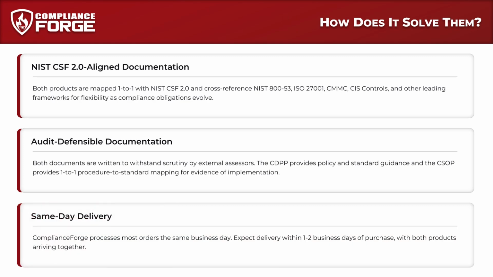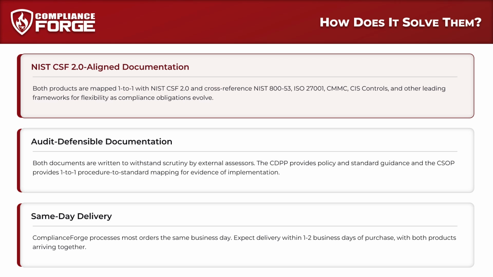The PSP Bundle 1 delivers a pre-assembled, coordinated set of 2 NIST CSF 2.0 aligned products that together establish the policy, standards, and procedure foundation for a cybersecurity program. The first is NIST CSF 2.0 aligned documentation. Both products are mapped one-to-one with the CSF and cross-reference NIST 853, ISO 27001, CMMC, the CIS controls, and other leading frameworks for flexibility as compliance obligations evolve.